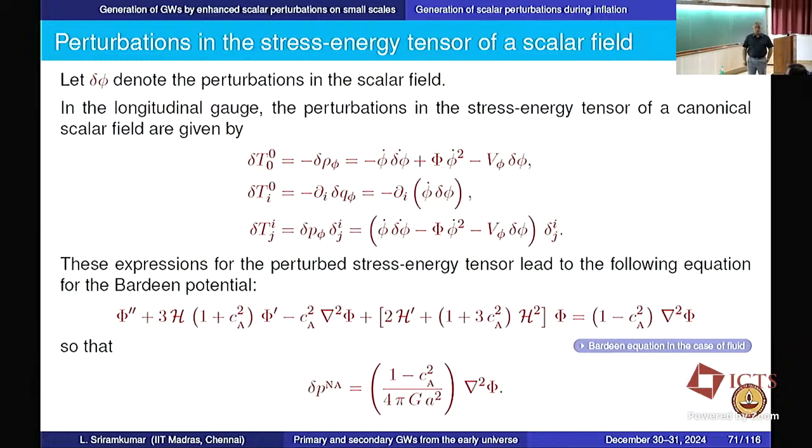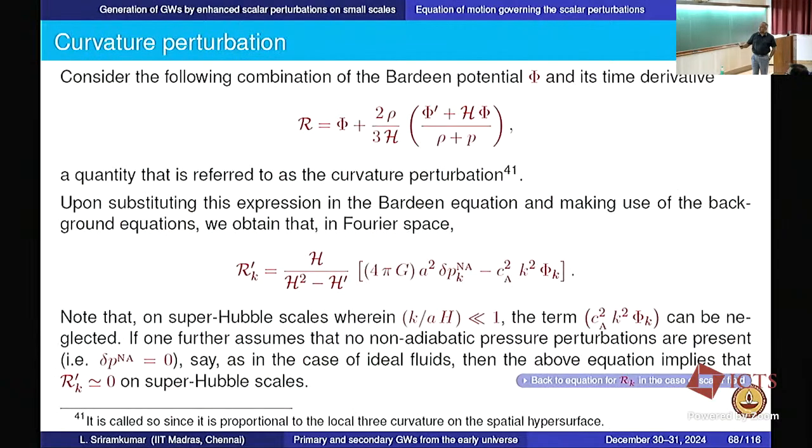One of the important points to note is that, remember, earlier when we looked at the conservation of the curvature perturbation, there were two terms, one which was proportional to k squared phi and the other delta p_NA. In the case of fluids, we didn't know what delta p_NA was. We can set it to 0 if you have a perfect fluid, or if you have a more complicated fluid, you have to specify the form of delta p_NA by hand, depending on the microphysics of the fluid. But in the context of a scalar field, what you find is that this term also behaves like this term. Both of them are proportional to k squared.